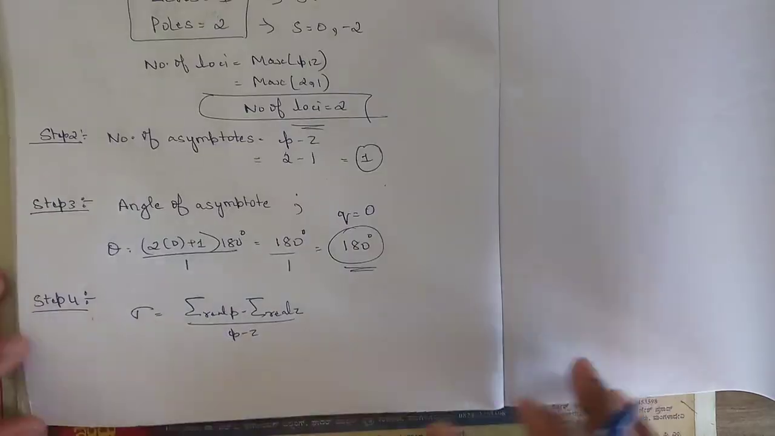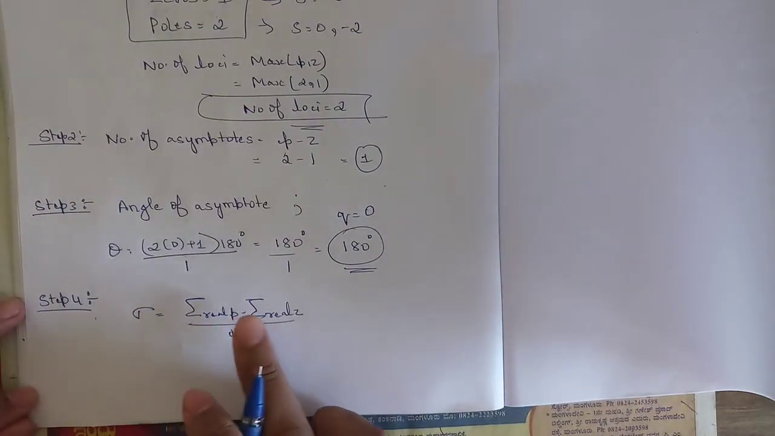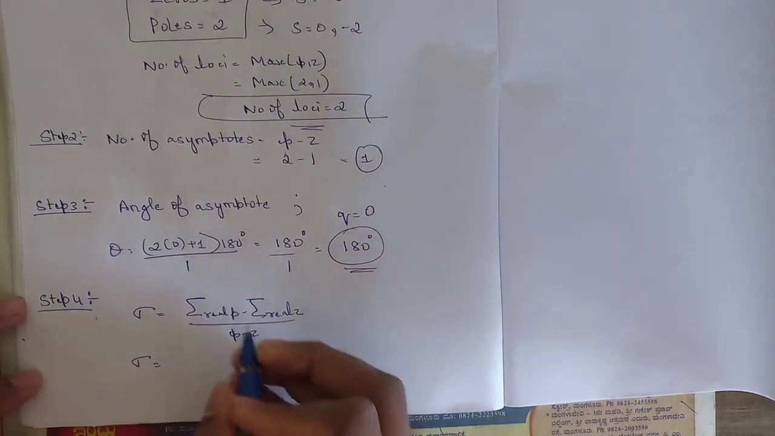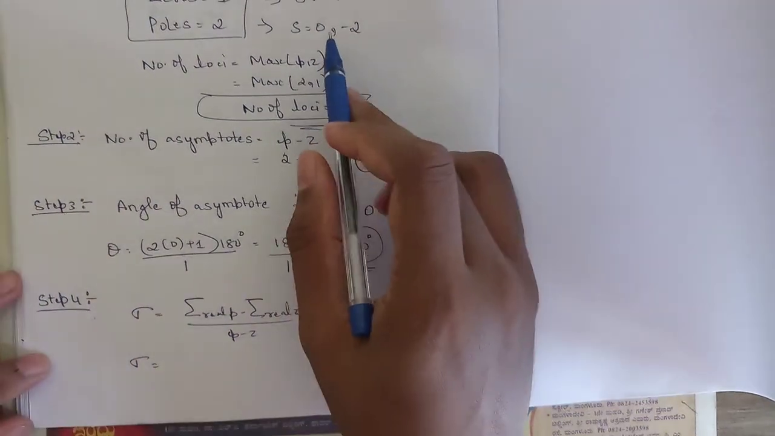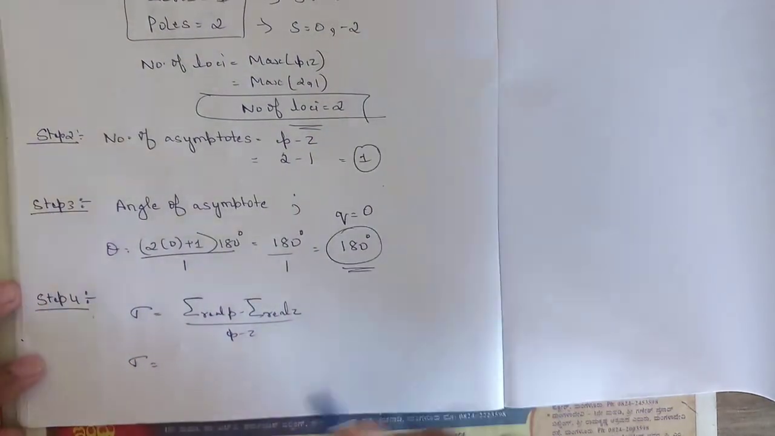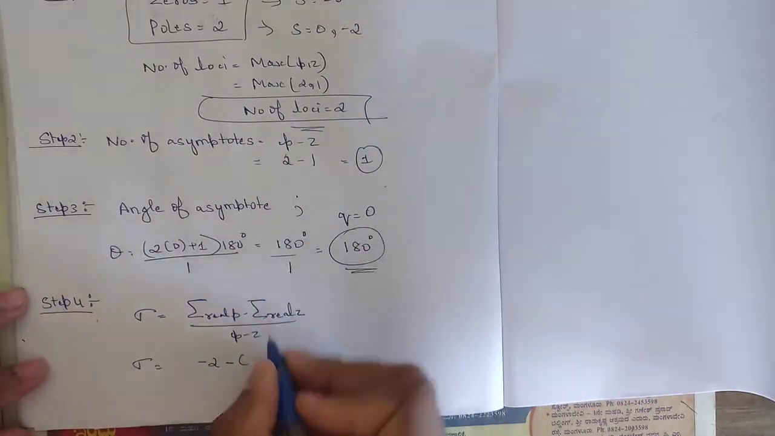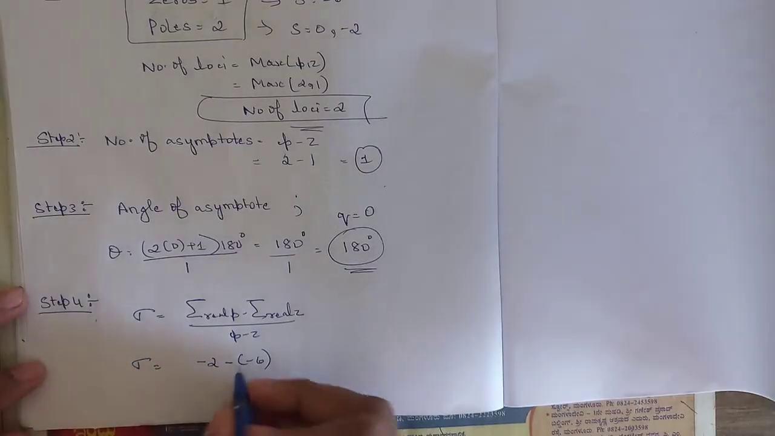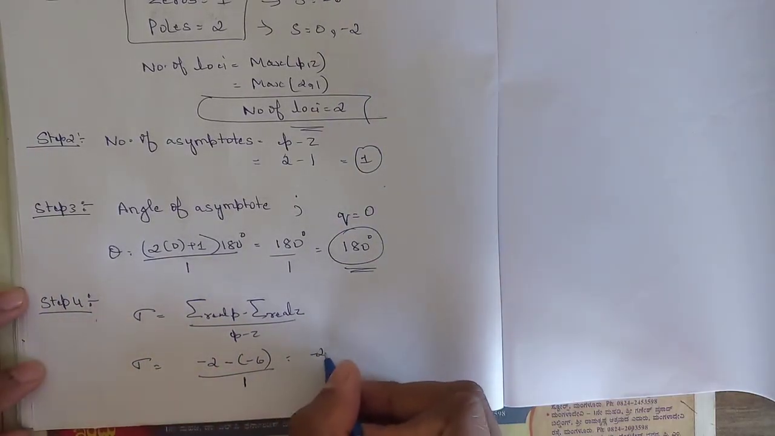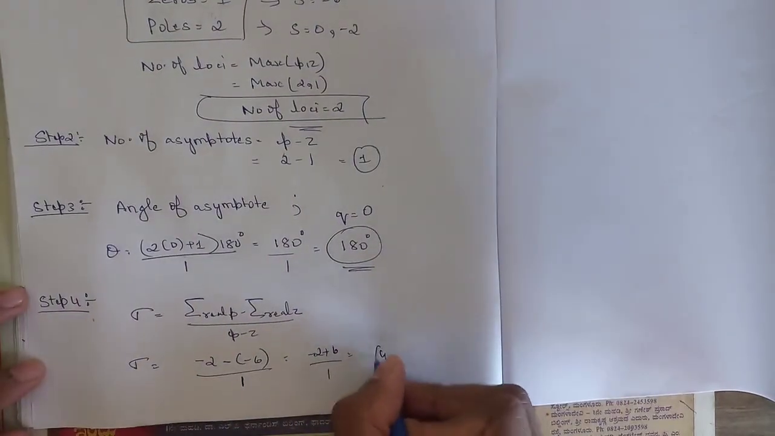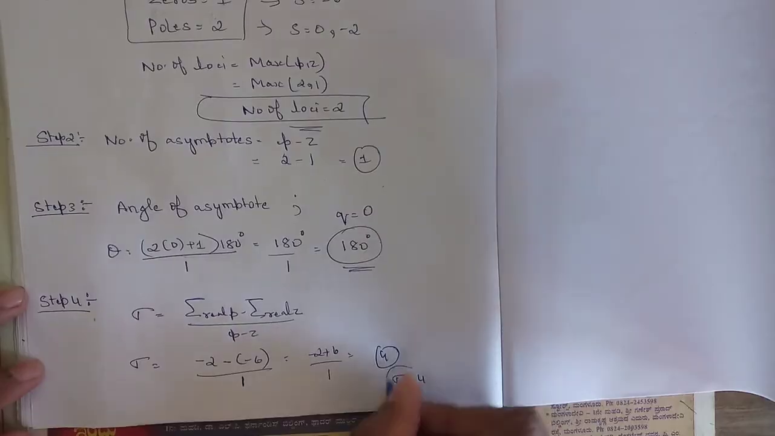This is the formula for the centroid: summation of real part of poles minus summation of real part of zeros, divided by number of poles minus number of zeros. Since we have only real poles, the real part of poles is minus 2, minus 0, minus of minus 6, divided by p minus z, which is 1. So that is minus 2 plus 6 by 1, which is plus 4. So here the sigma obtained is positive.